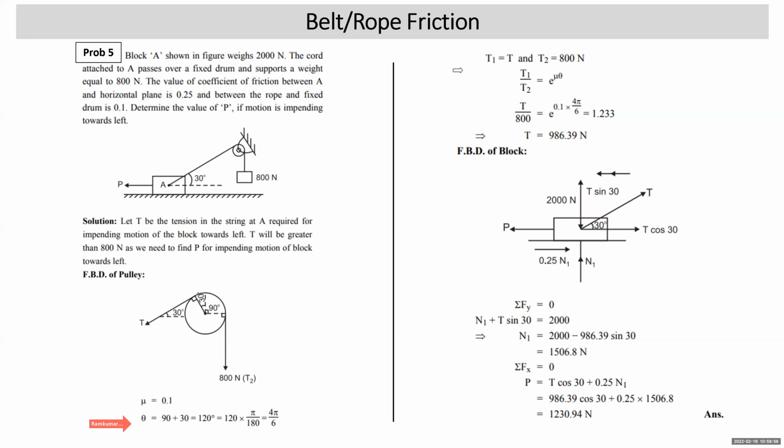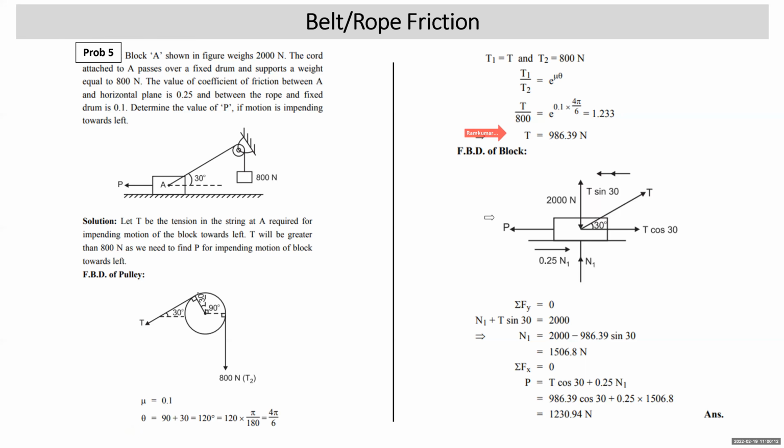Now we understand T1 is T, T2 is 800. T1 upon T2 is e raised to mu theta. T1 is T, T2 is 800 Newton, e raised to mu is 0.1 into theta. That comes out to 1.233. So tension in the string is 986.39.